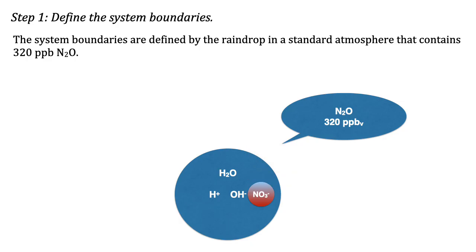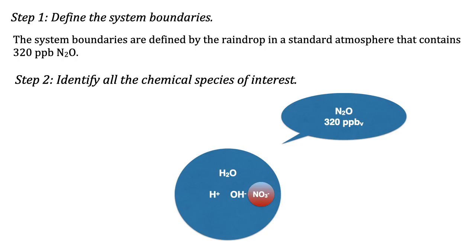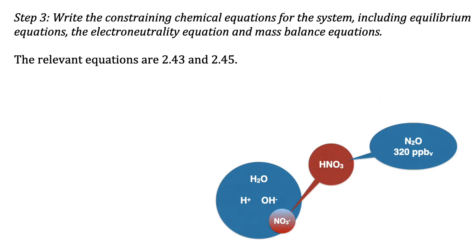Next, we want to identify any species of interest. We're concerned with the nitrogen oxide in the atmosphere, but in the solution, we're concerned with the water, the hydrogen ion, the hydroxide ion, the nitrate anion, NO3-. We're actually not too concerned with the HNO3 because this is a strong acid and we know that it will completely dissociate.